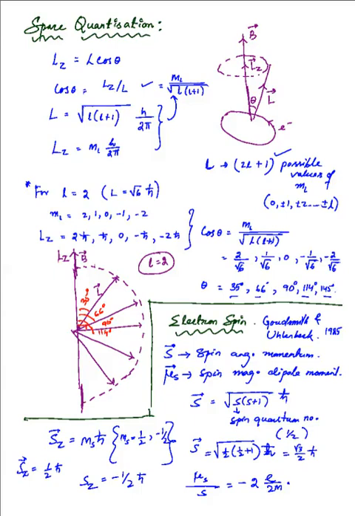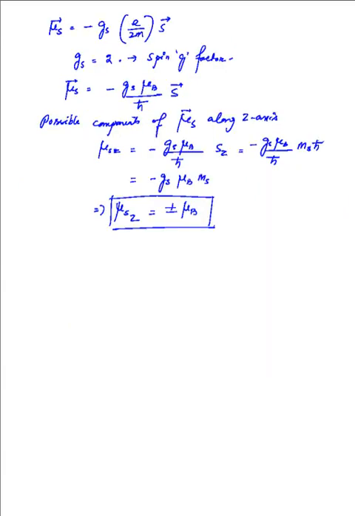Hello. Having discussed space quantization as well as the electron spin involved, we will be discussing the vector model of the atom, which is on the basis of coupling of the orbital and spin angular momentum.